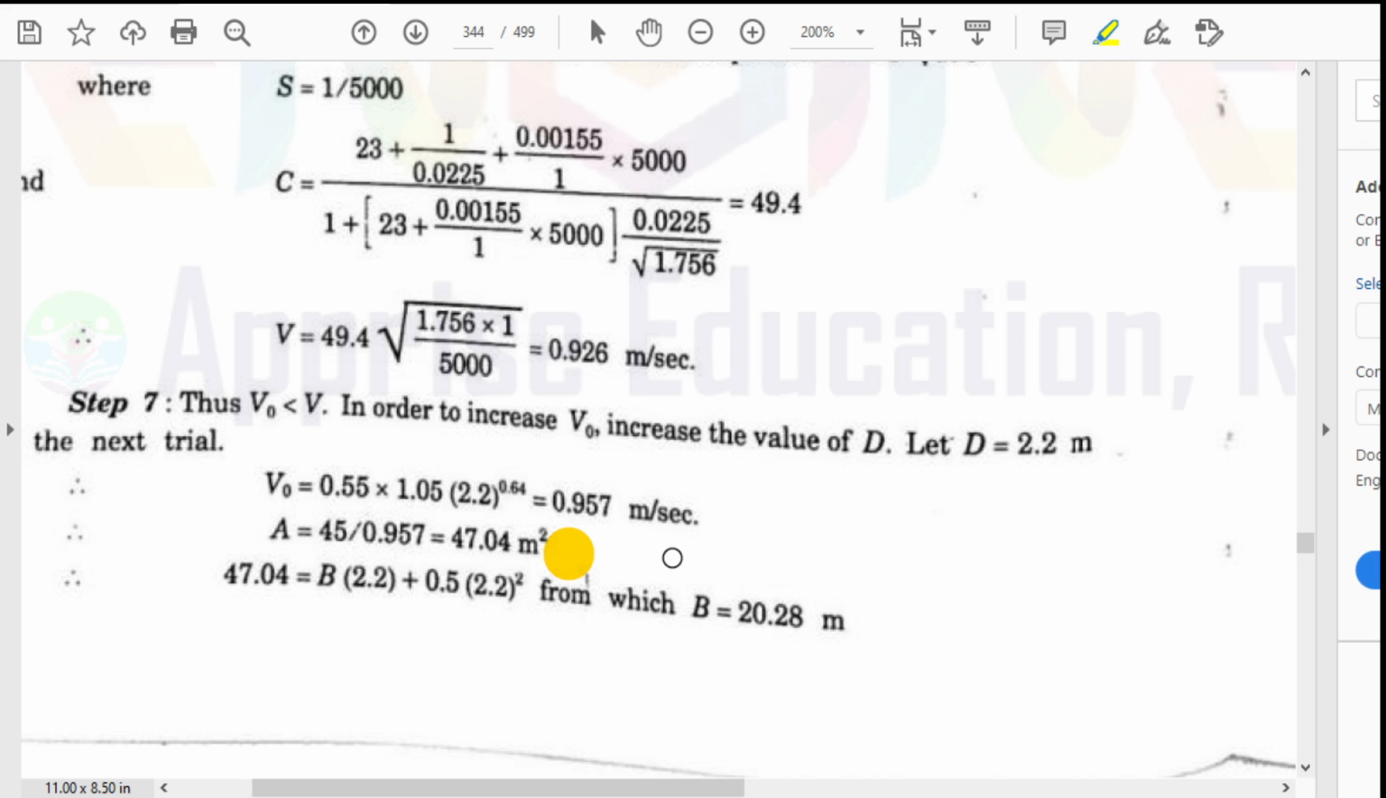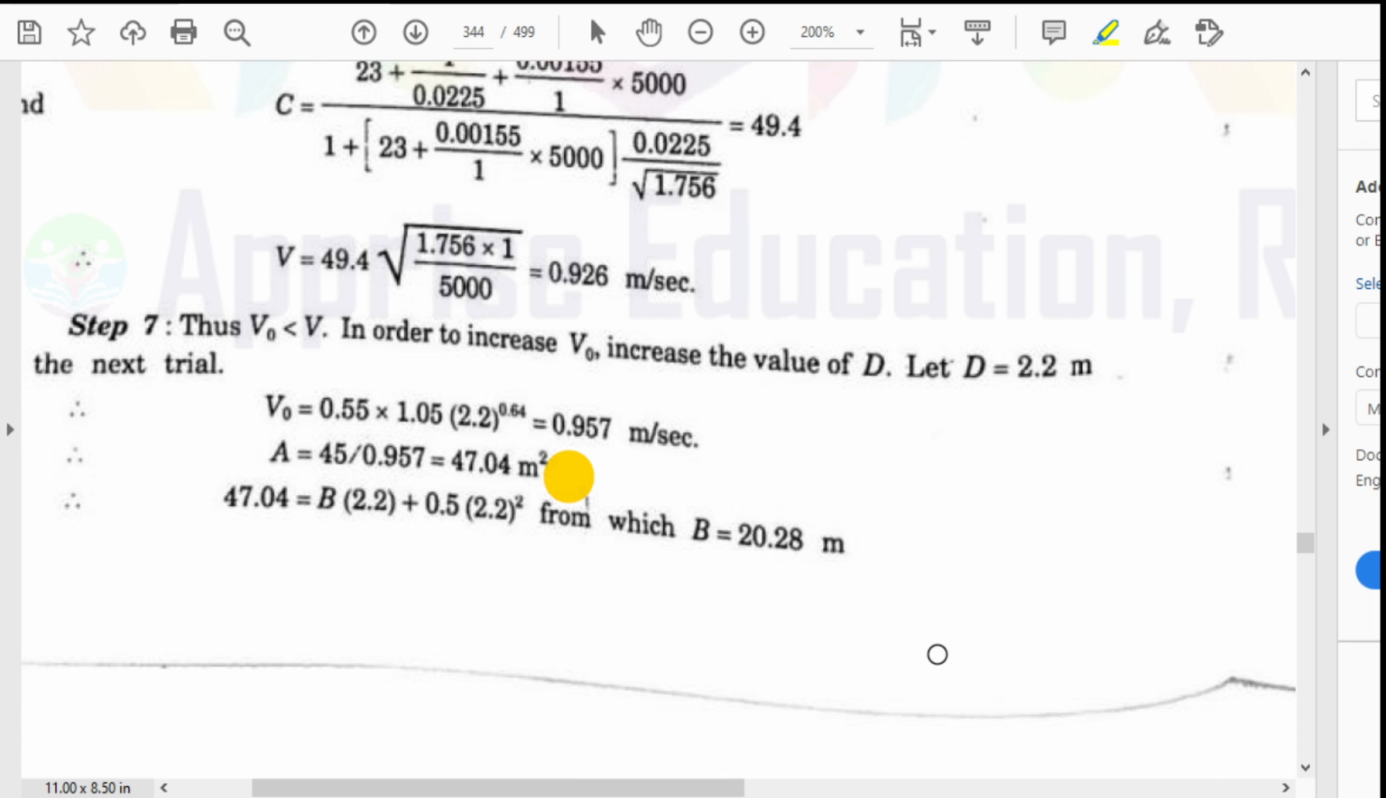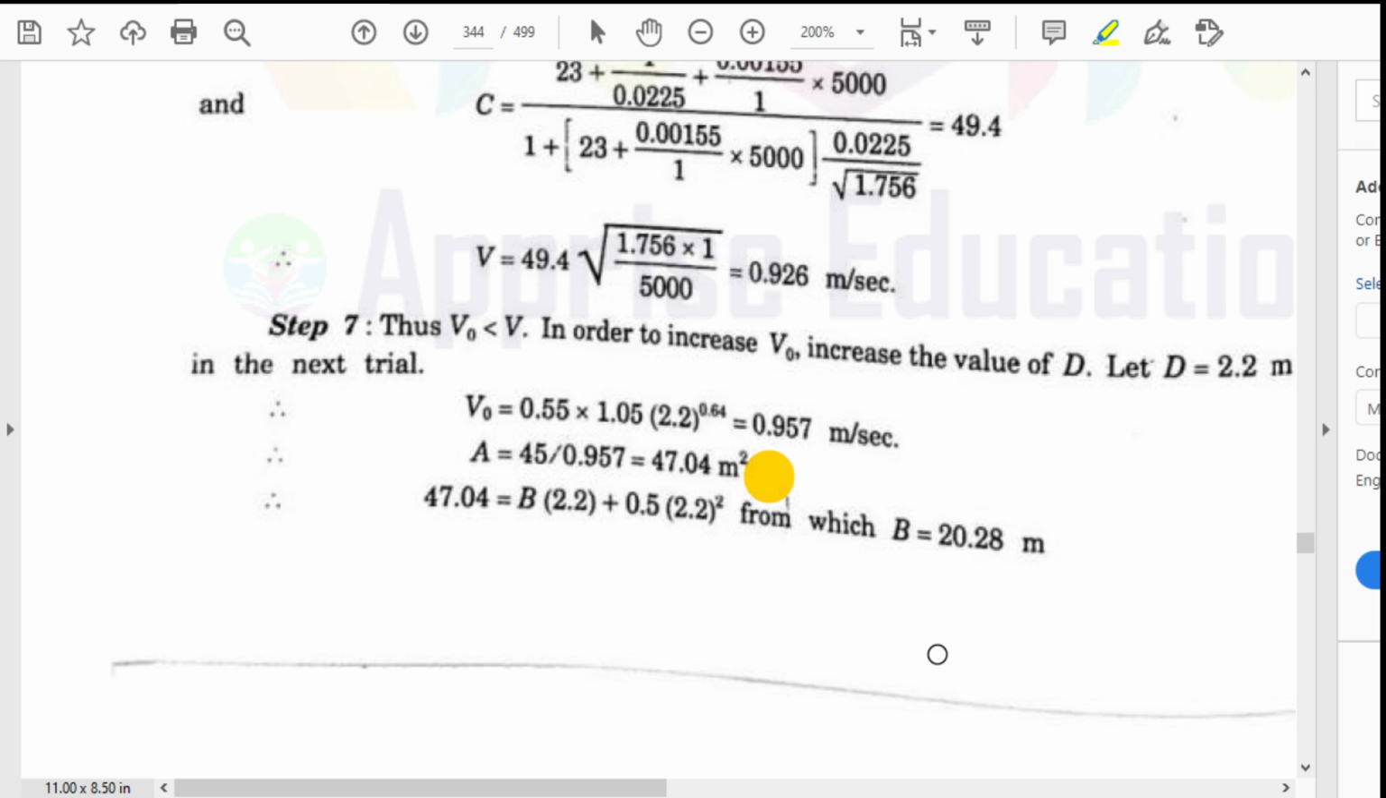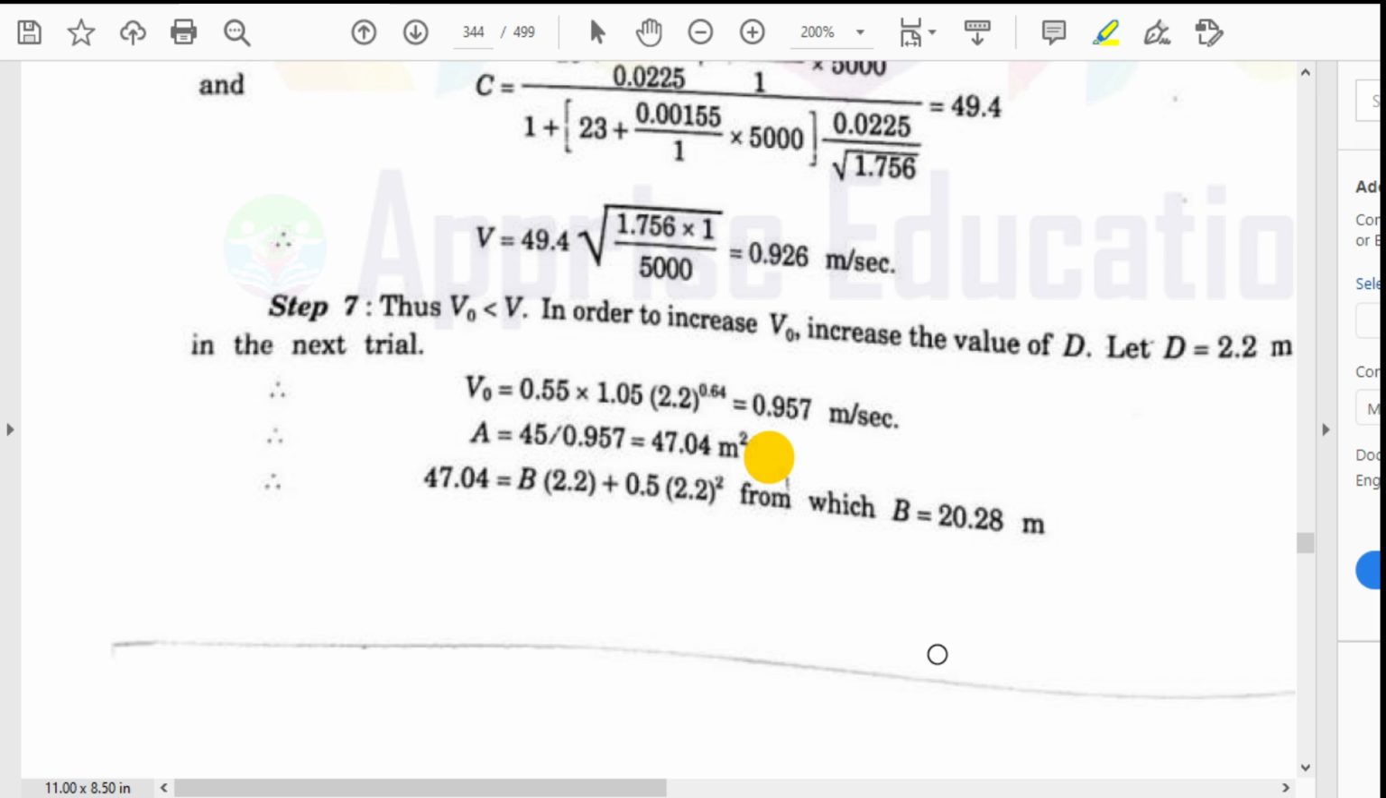Now for step 4, again the trapezoidal section is there having side slopes half to 1. So by using the area formula, that is A equals BD plus 0.5 D square, that is BD plus D square by 2 for a trapezoidal section, substitute the value of area and value of depth, and you will get the value of bed width as 20.28 meters. This is up to the fourth step.